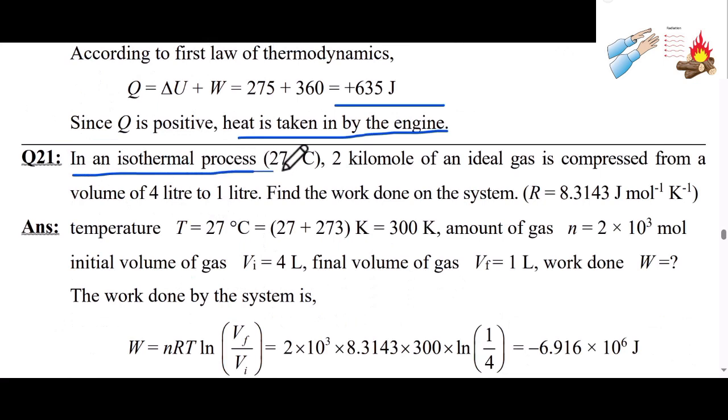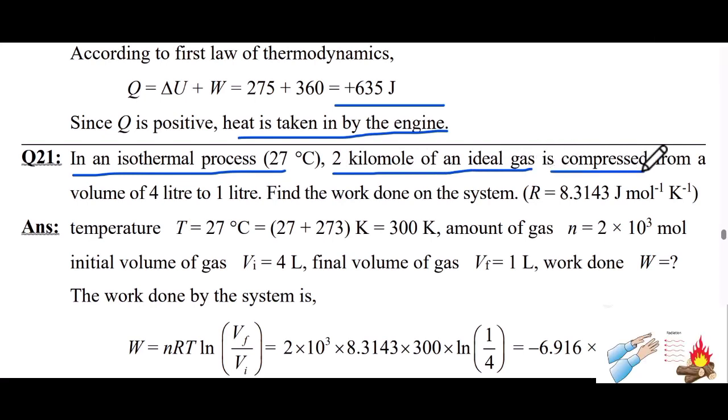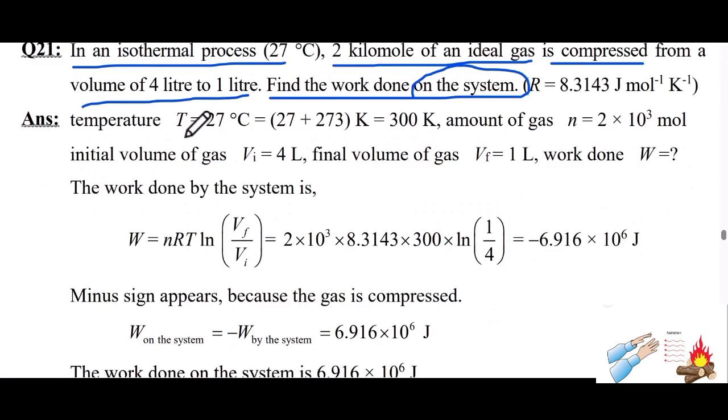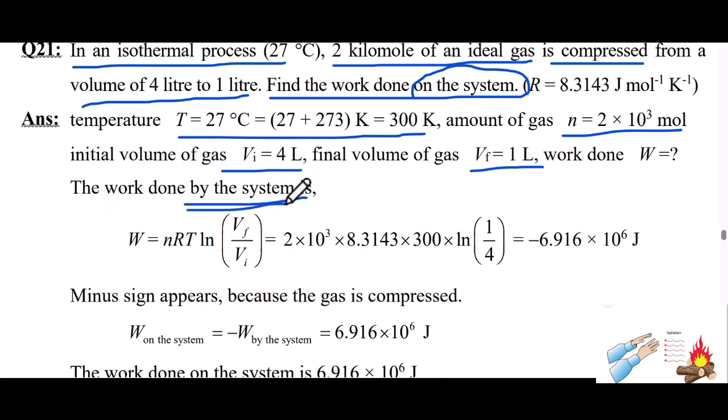In an isothermal process, 2 kmol of an ideal gas is compressed from a volume of 4 liter to 1 liter. Find the work done on the system. The temperature is given in Kelvin, the initial volume is 4 liter, and the final volume is 1 liter. First, the work done by the system.